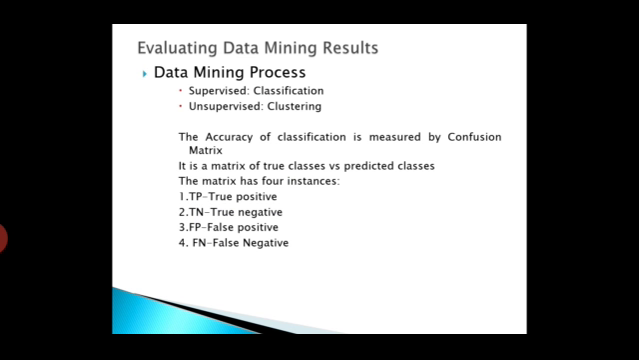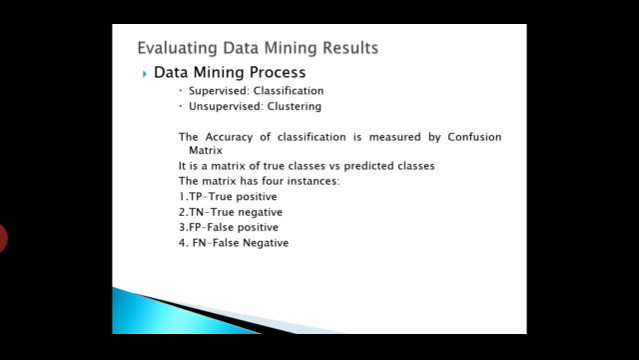Coming to supervised learning techniques, we have decision tree, regression, naive Bayes classifier, then SVM, support vector machine, etc. Coming to unsupervised, we have techniques like clustering, then association rules, etc. Now coming to classification or supervised learning, the accuracy of the classification technique is measured by the confusion matrix. Now what is a confusion matrix?